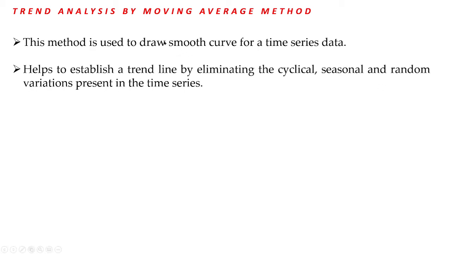Now this moving average method is used to draw a smooth curve for the given time series data. If we take a given time series data, we will have data points which are scattered over the graph. So to have a smooth curve for this given time series data, we use the moving average method. This smooth curve is drawn by eliminating the cyclical, seasonal and random variations which are present in the time series.